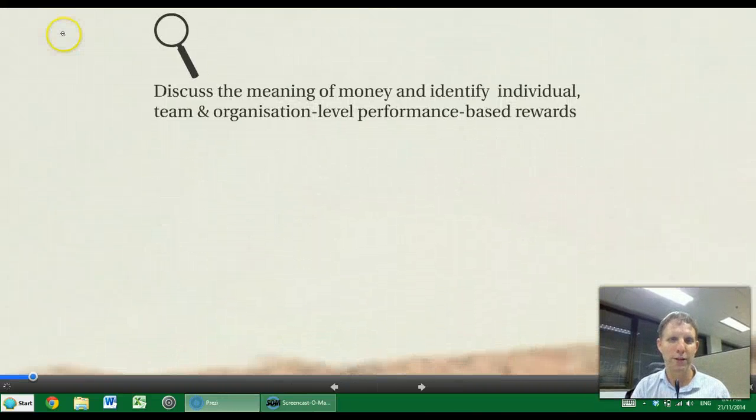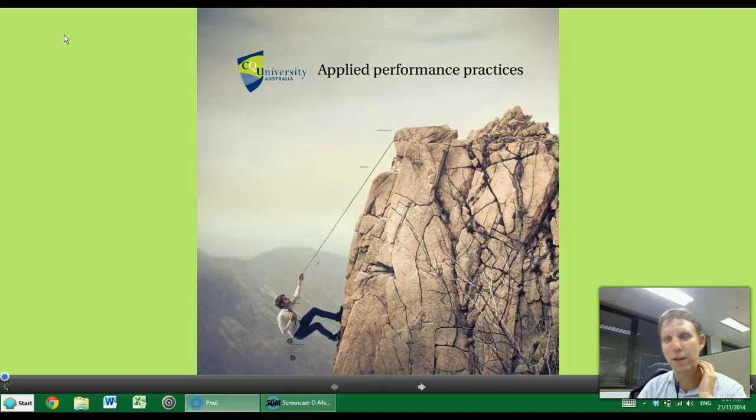Well, I'm going to fast forward there a little bit, but this week's topic is applied performance practices. When I first read the title and the chapter, I thought it was a bit boring, but in fact it does come to some of the more interesting and useful aspects of organisational behaviour, which of course is a very applied discipline in general. I got a bit more excited about it as I read through the chapter, and I hope I can impart some of that excitement to you.